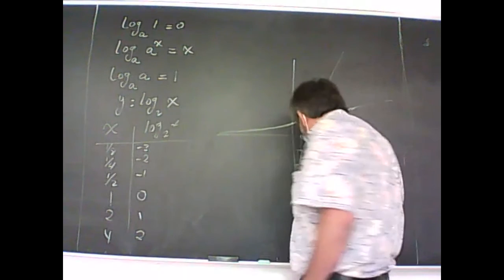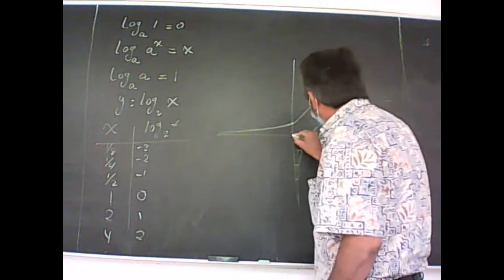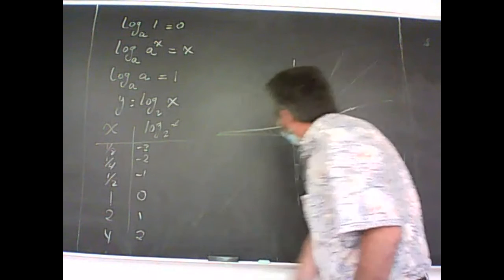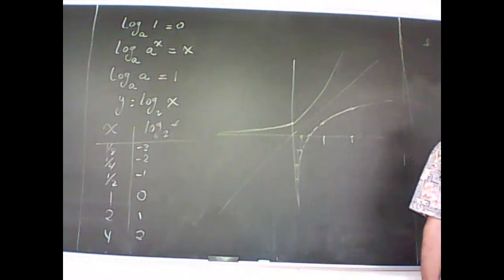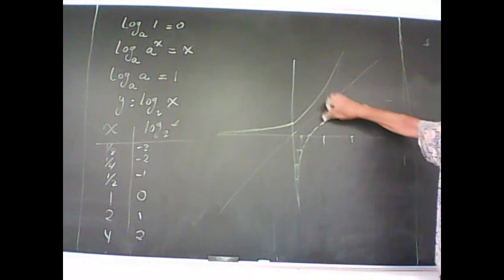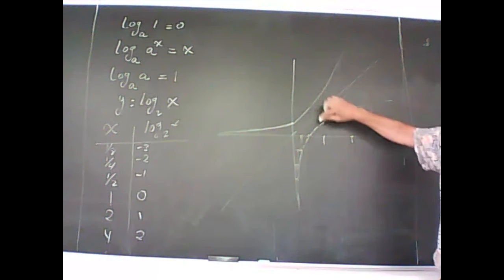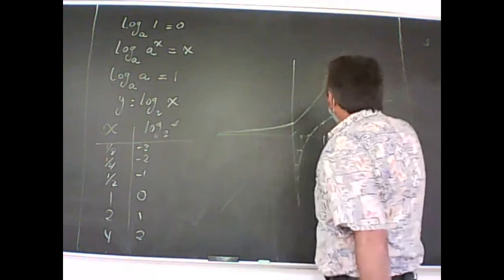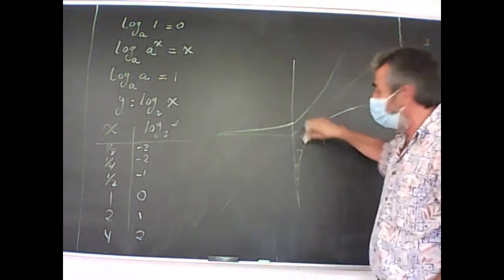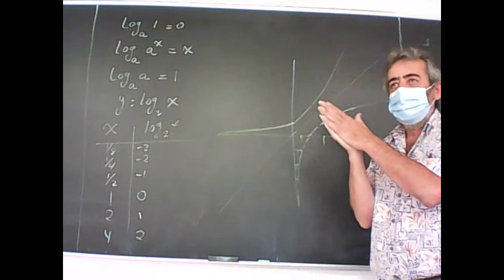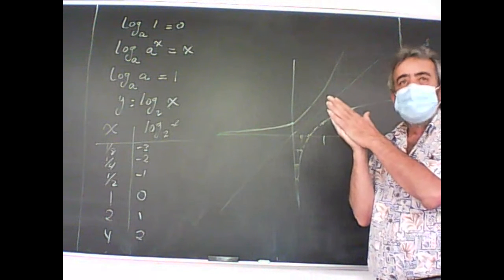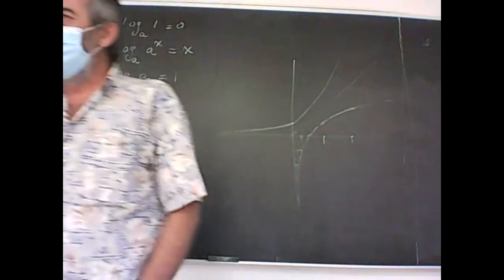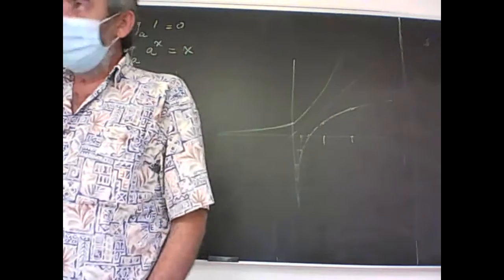So notice those two graphs are symmetric to each other with respect to the line y equal to x. Another way, if I were to fold this board on this line, these two graphs will be exactly on top of each other. Okay? So that's what we call basically inverse. I'm not going to be talking about inverse right now, but this is just an introduction.